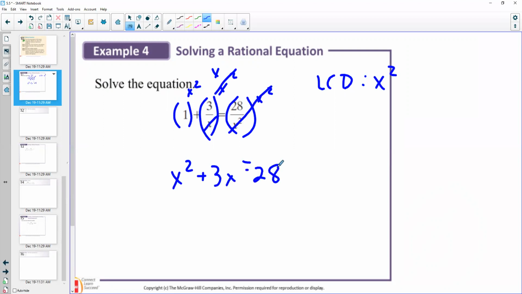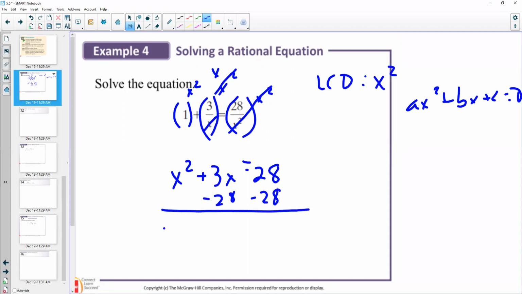And now what we need to do is think back to the end of chapter 4, because I can't solve that like that, right? I need to put this into standard form. Remember that standard form was ax squared plus bx plus c equals 0, right? So 28's got to move that way to the left. When I say that way and make a hand gesture on recording, it doesn't help you.